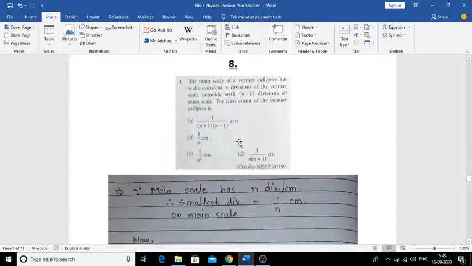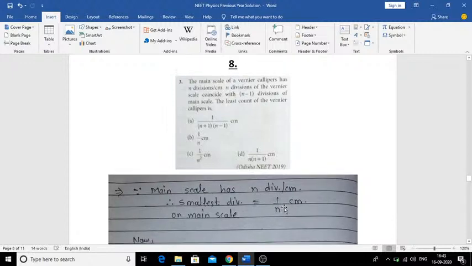Now let us come to question number 8, which is the second last question actually. The main scale of a vernier caliper has n divisions per centimeter. There are n divisions in each centimeter, right? So each smallest division will be of what? 1 upon n centimeter, right?